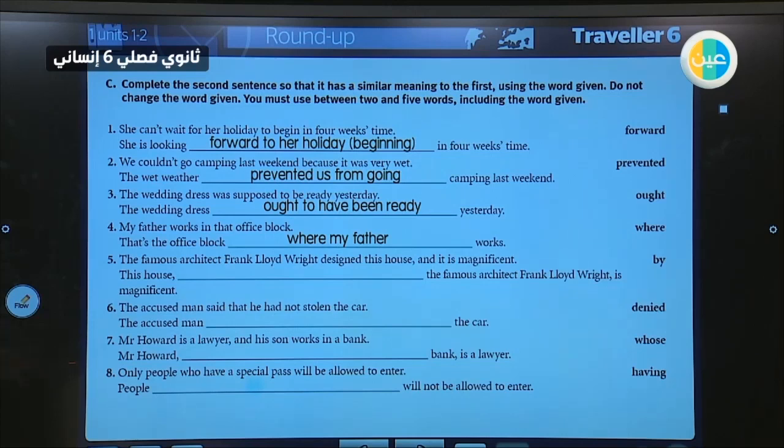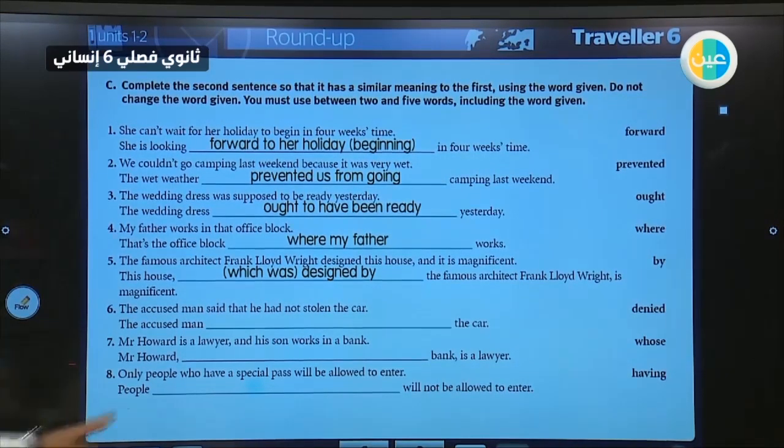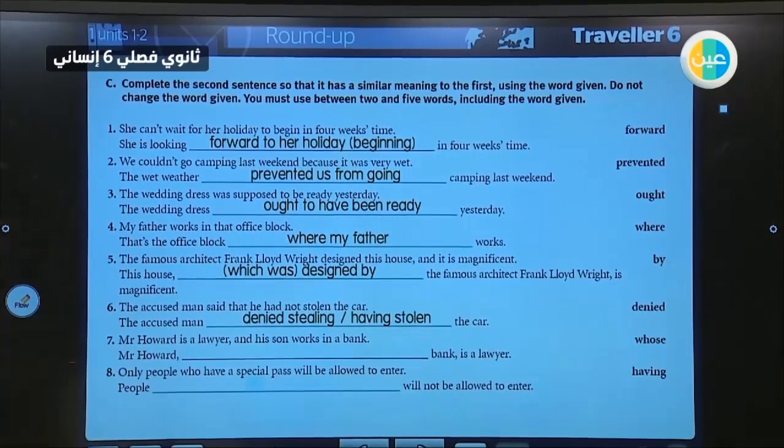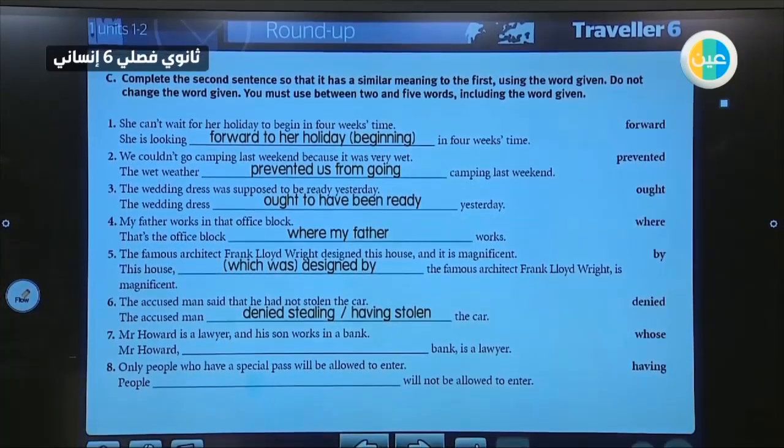We must use the word by. Okay, this house that was or which was designed by the famous architect Frank Lloyd Wright is magnificent. Number 6, the accused man said that he hadn't stolen the car. He hadn't stolen the car, meaning he did not steal the car. The word we need to use is denied, meaning he rejected the accusation. The accused man the car. So the answer is the accused man denied stealing or having stolen the car.